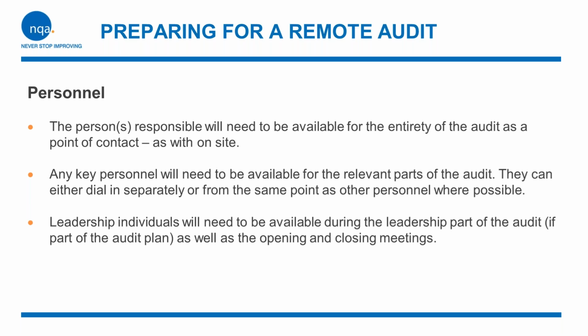Make sure there are contingencies in place, such as having each other's phone numbers, so if the ICT fails you can still maintain contact. Simple things like that, just making sure there's a means of communication between you and the auditor. Key personnel need to be available for the relevant parts of the audit. They can dial in separately or from the same point as other personnel where possible. Sometimes when I'm doing audits and I set them up, there's a master meeting set up at the beginning for the opening meeting, and then people can jump in and out of that as need be. Or you can do individual meetings, whatever suits you best.